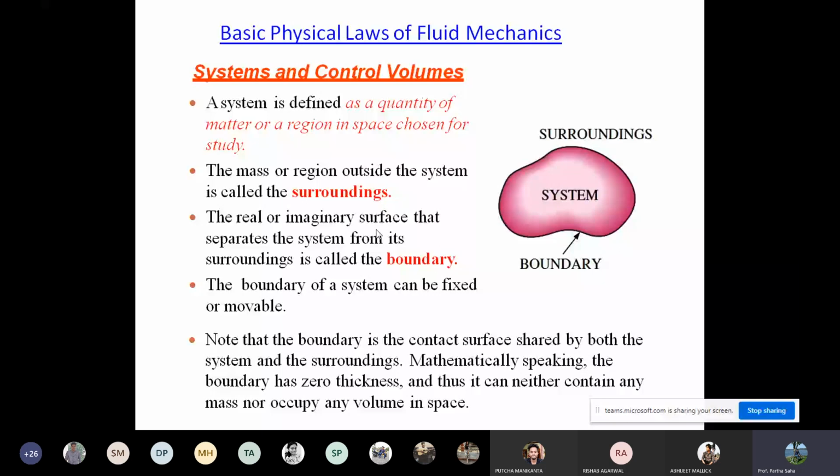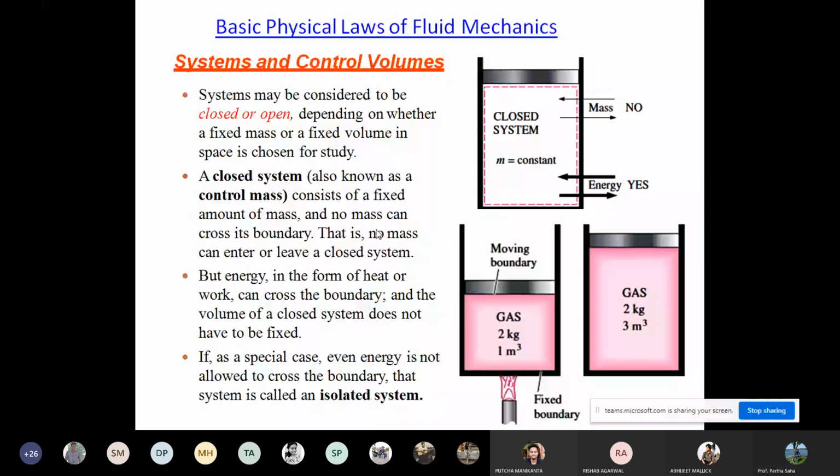So let's look into the system and control volume. Systems can be closed systems and open systems. When you talk about a closed system, which has a control mass, there is no outflow or inflow of mass, but there can be dissipation of energy or heat. The energy or heat can be shared with the surrounding, but there is no mass transfer.